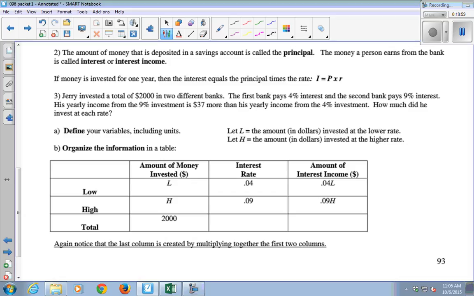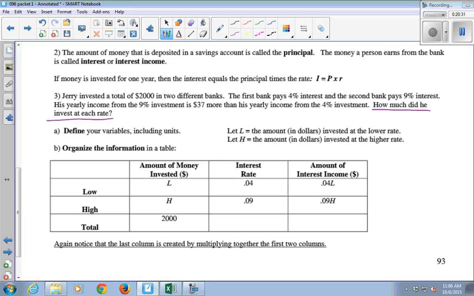So you start by defining your variables based off the question, right? So we identify the question. How much did he invest at each rate? So we want to know how much he invested at the low rate and how much he invested at the high rate. So I let L be the amount he put in at the lower rate and H be the amount he put in at the higher rate. So then I organize everything into a table, right? So I've got two investments, a low rate and a high rate, and I have a total investment.